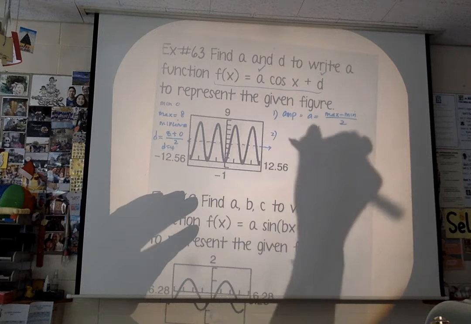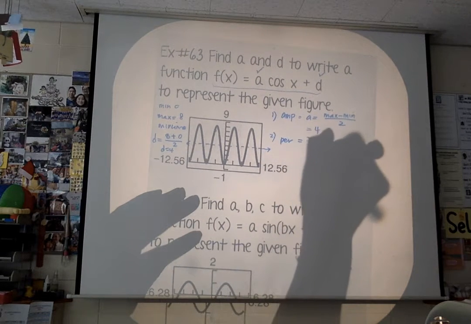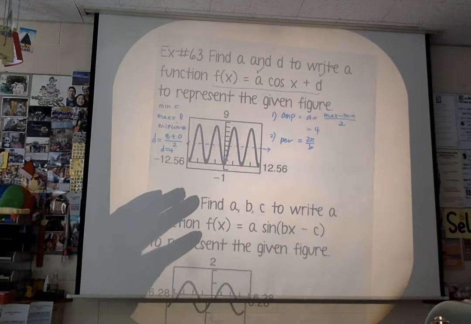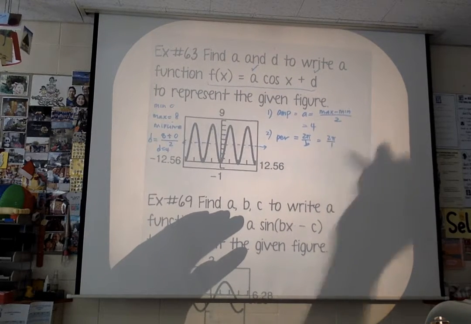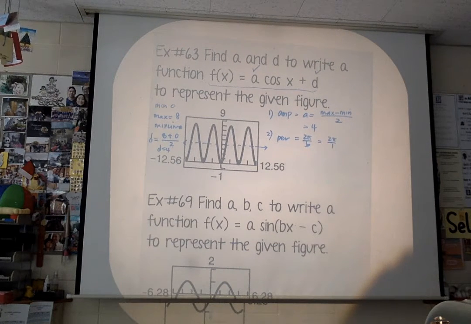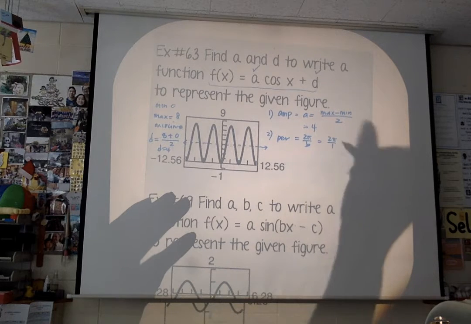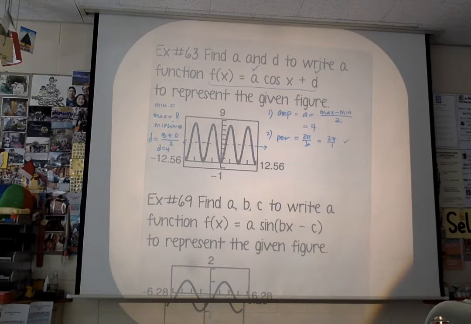And let's do our period now. Isn't period 2 pi over B? But what's our B? Our B is 1. So really it's 2 pi over 1, isn't it? Is that right? Okay, because there was no phase shift, right? So you guys, our period is done. It's 2 pi, okay?